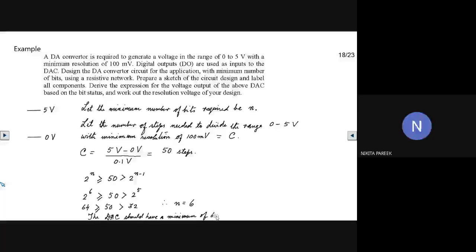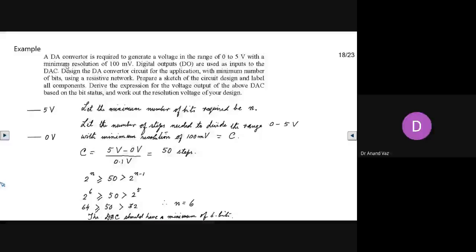6 bits. Excuse me, sir. Yes. I have a doubt here. Since we have a minimum resolution of 100 millivolts, if we increase the resolution, the number of steps would decrease. Then we should go for 2 raised to power n greater than or equal to 50. Because if the number of steps would decrease, then the number of bits could be less than 6.